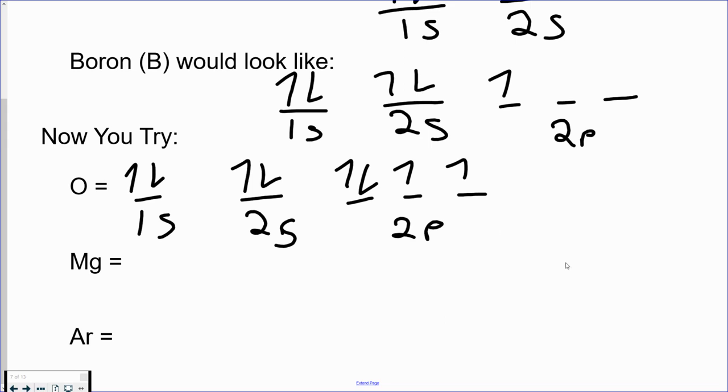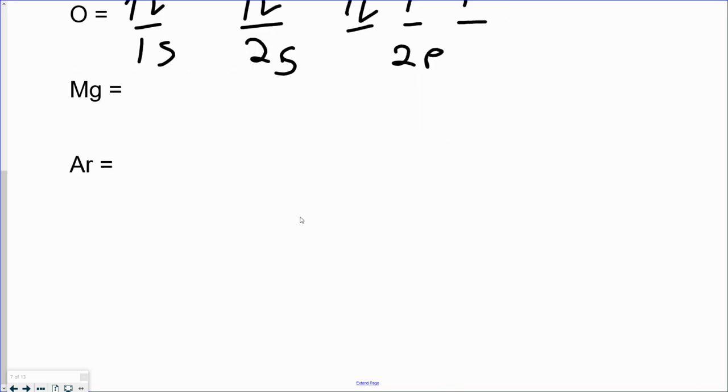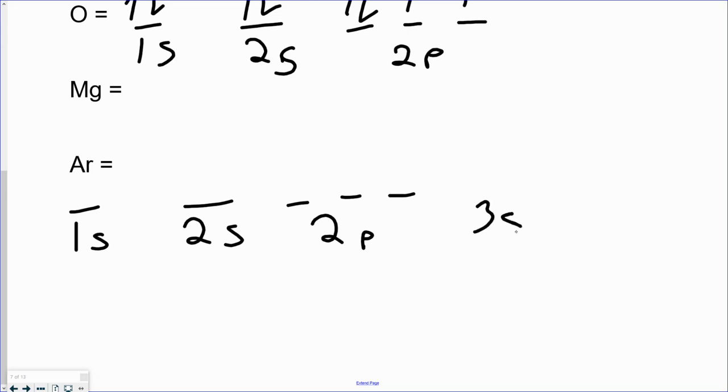For argon, it is in the 3p. So we need 1s, we need 2s, 2p, 3s, and 3p. Argon is the 1, 2, 3, 4, 5, 6th one in 3p. So we need to have 6 in 3p.